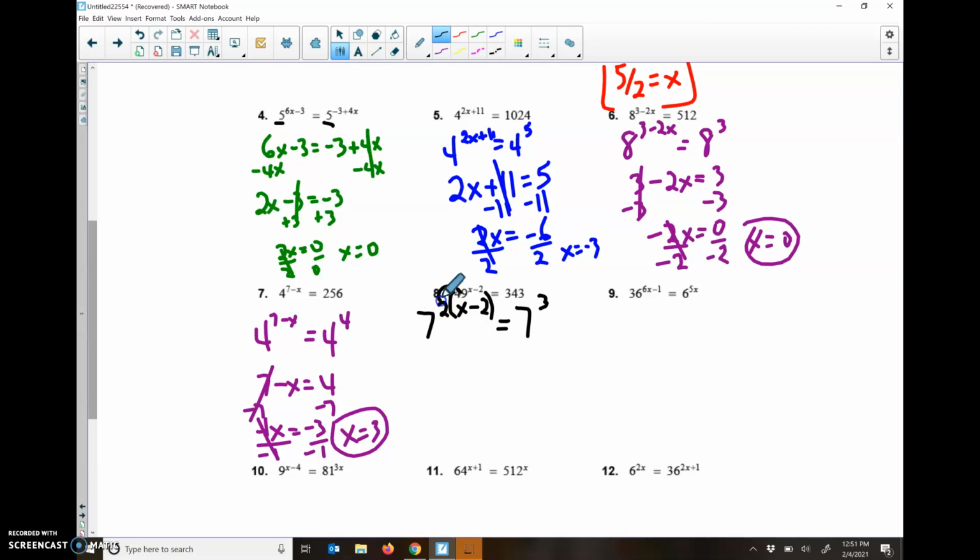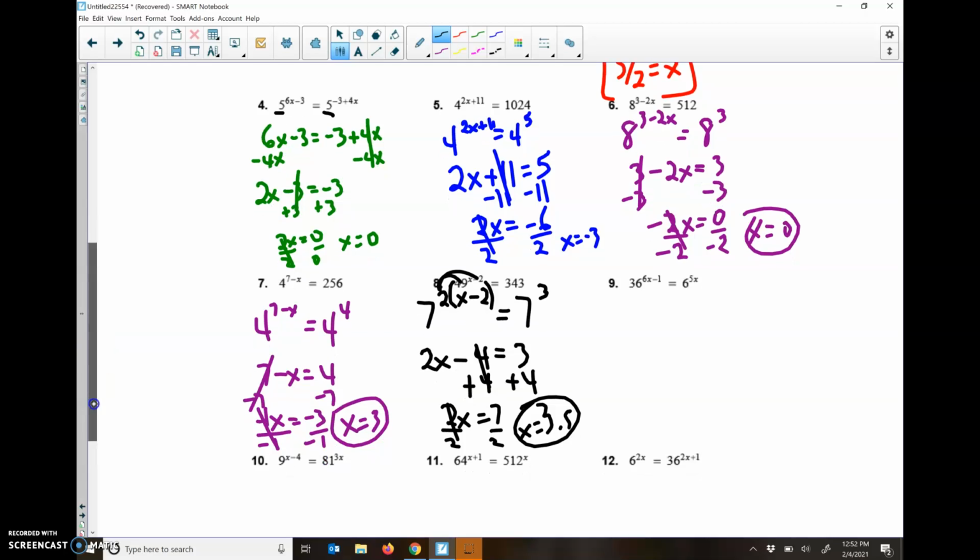And then like I said, you're going to need to distribute here. So that really becomes 2x minus 4 equals 3. We're going to add 4 to both sides. So I end up with 2x equals 7. Divide by 2, divide by 2. X equals 3.5. Okay. Doesn't kind of look like a 3 there.